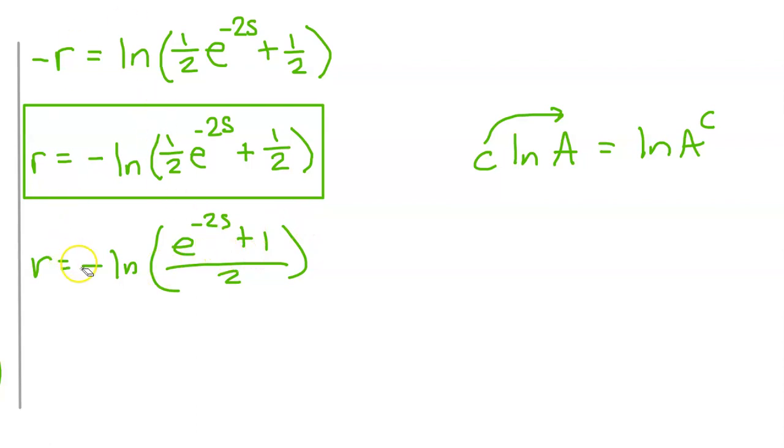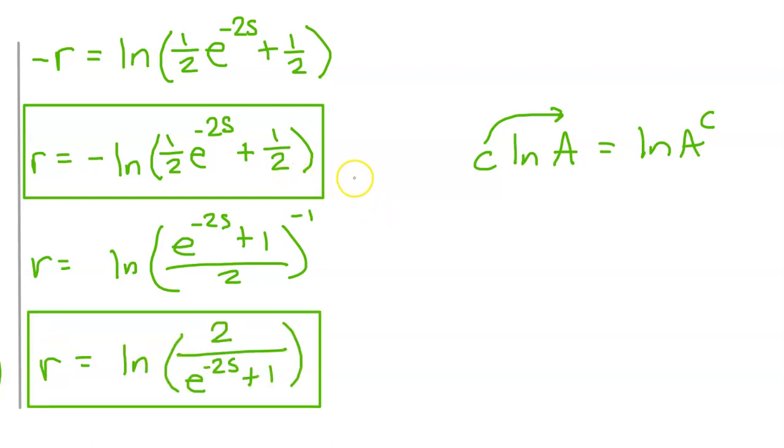So I think I'll just do that kind of real quick. So I could take that negative and put it up there instead. That would have the effect of turning the fraction upside down. So you might see the answer written this way. So if it's a multiple choice question and you don't see this, look for this.